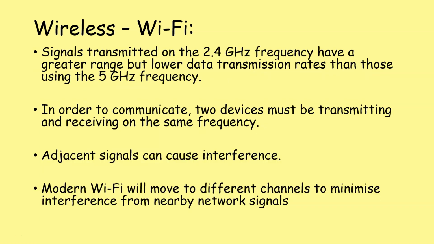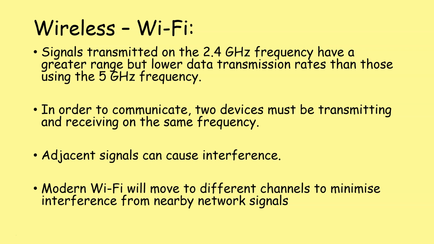Signals transmitted on the 2.4 GHz frequency have a greater range but lower data transmission rates than those using the 5 GHz frequency. The 2.4 GHz frequency band is an older system. 5 GHz has been introduced more recently. So older devices might only work at 2.4 GHz, whereas newer devices can swap between 2.4 GHz and 5 GHz. So obviously in the former, you get the greater range, but in the latter, you get that greater bandwidth. You can transmit data more quickly.